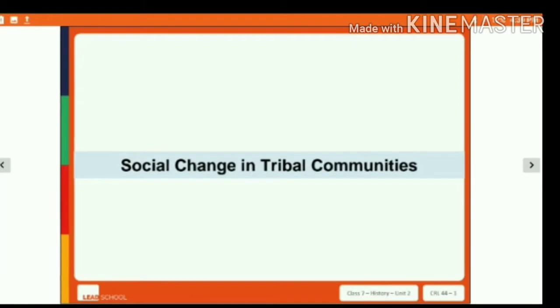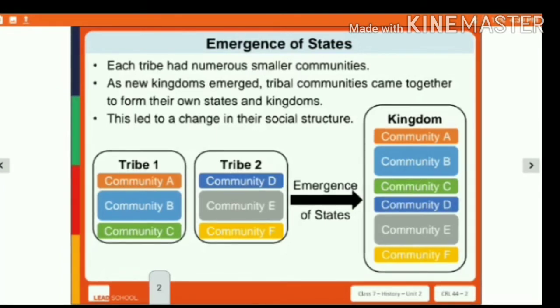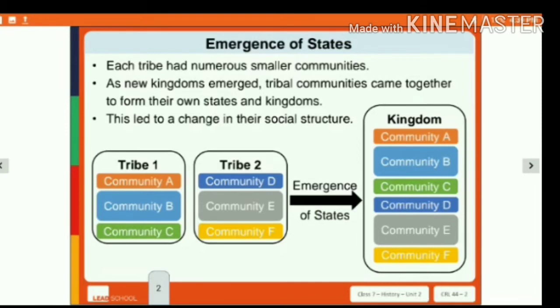So now let us discuss the social change in tribal communities. Each tribe had numerous smaller communities. As new kingdoms emerged, tribal communities came together to form their own states and kingdoms. This led to a change in the social structure. As you can see in the picture, tribe 1 and tribe 2 joined together to form a kingdom that contains the communities A, B, C, D and E, F.